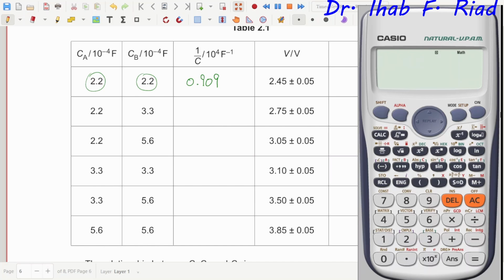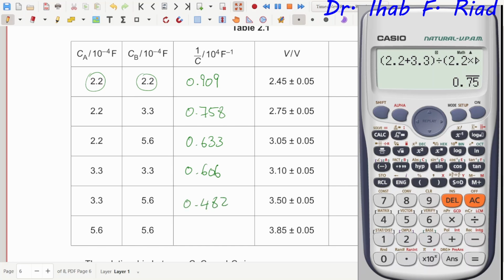Okay. Let us do another one. This one is going to be 5.5, the addition 2.2 plus 3.3, divided by 2.2 times 3.3. That is 0.7575, which is going to be 0.758. Okay, so on and so forth. Let me do the remaining.